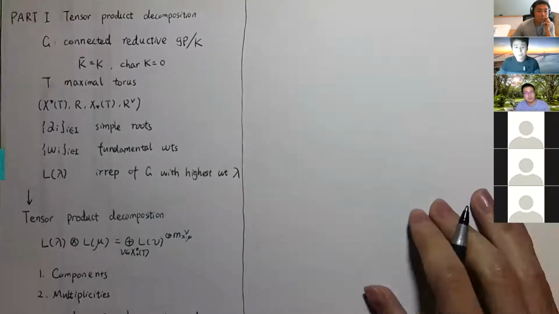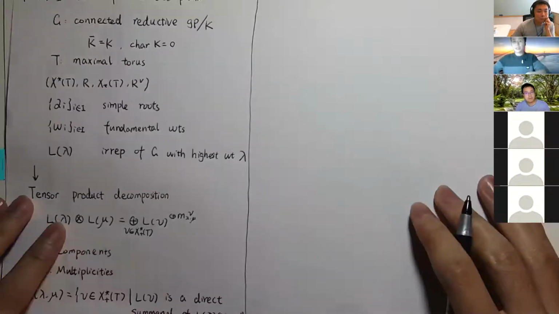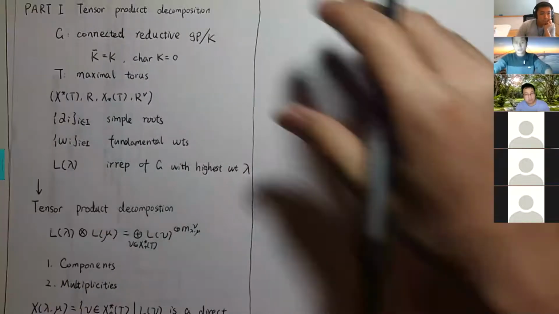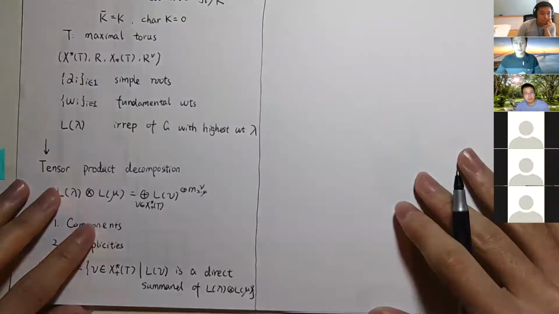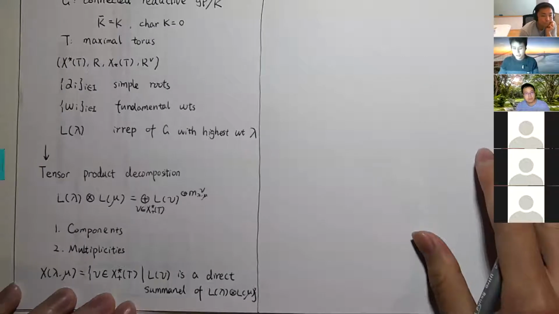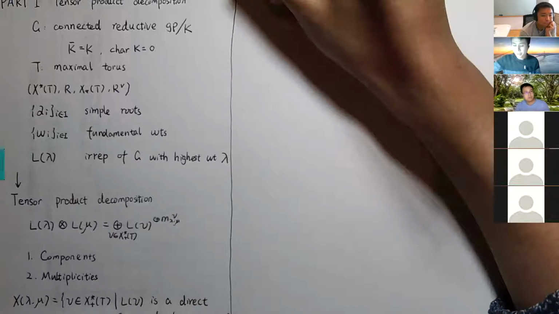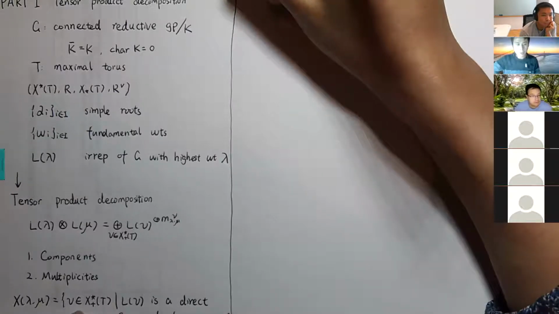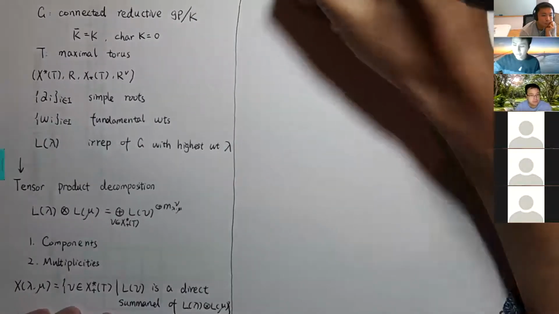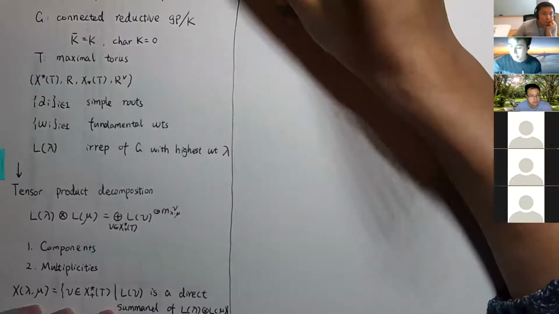Okay, so this is the set X_lambda,mu. There are two important results on this X_lambda,mu, or on the components of tensor product decompositions, that we need to use later.